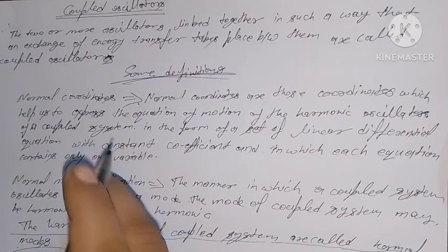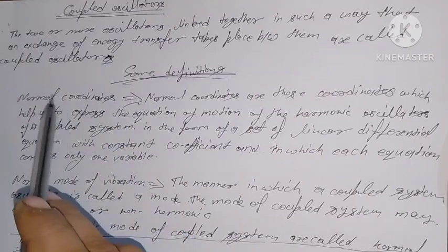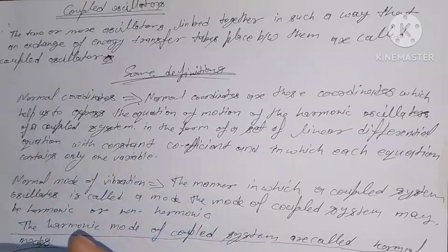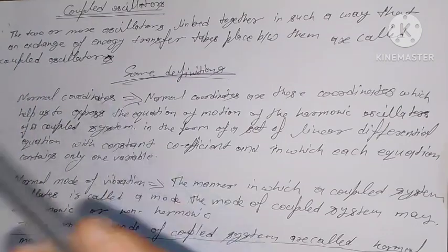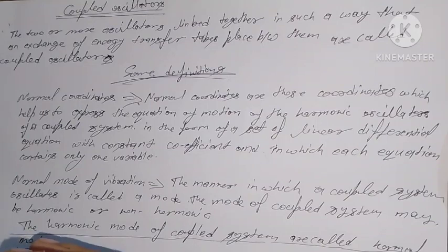Normal modes of vibration. Normal coordinates are those coordinates which help us to express the equation of motion of the harmonic oscillator of a coupled system in the form of a set of linear differential equations with constant coefficients, and in which each equation contains only one variable. Normal mode of vibration: the manner in which a coupled system oscillates is called a mode. The mode of a coupled system may be harmonic or non-harmonic. The harmonic modes of a coupled system are called normal modes.